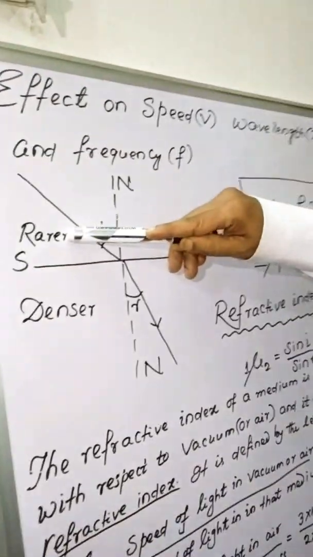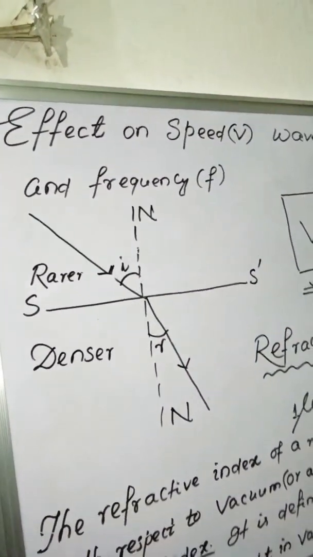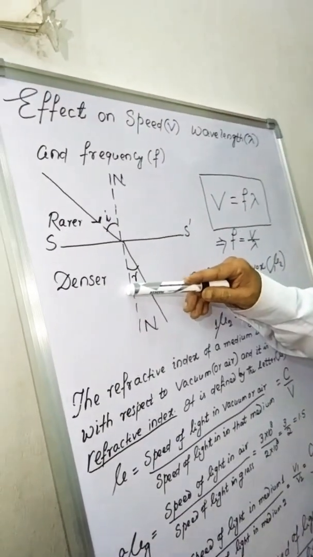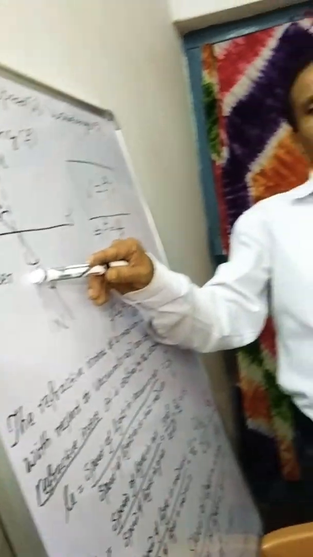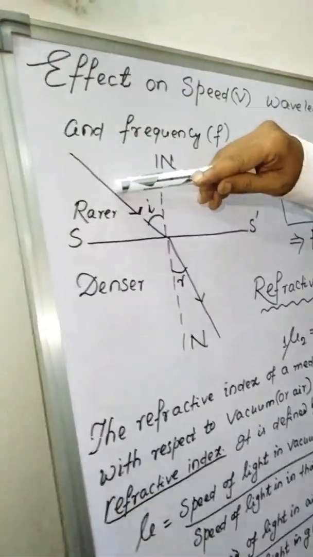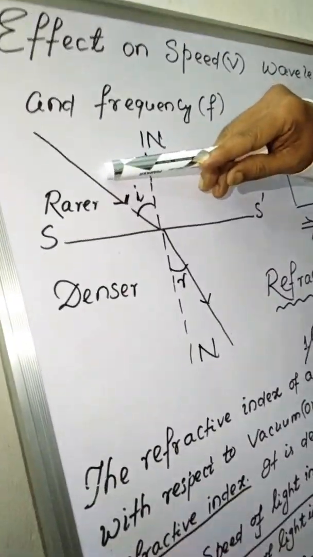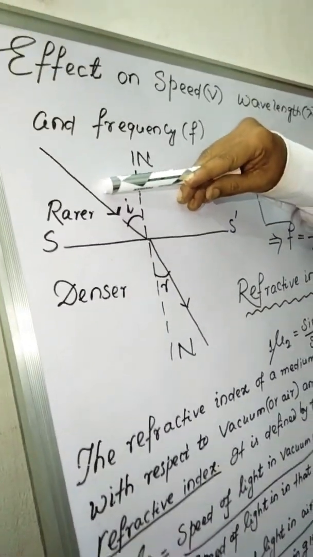Now we will read about the effect on speed V, wavelength lambda and frequency f. Once again, if a ray of light travels from a rarer medium to a denser medium, we know that the speed of light decreases. At the same time, the wavelength also decreases. Remember, the wavelength also decreases. If the light travels from a denser medium to a rarer medium, the speed of light becomes faster. At the same time, the wavelength also becomes more.